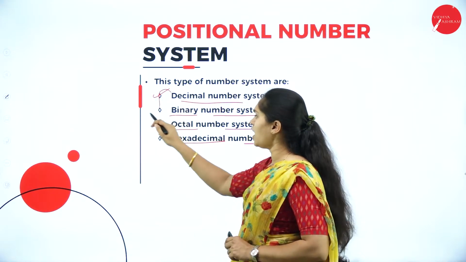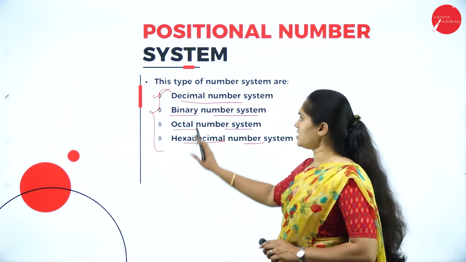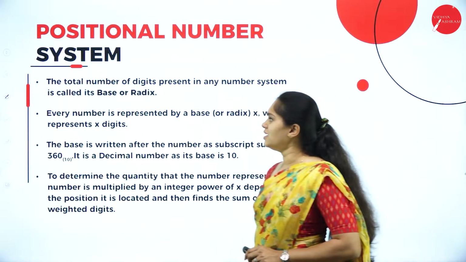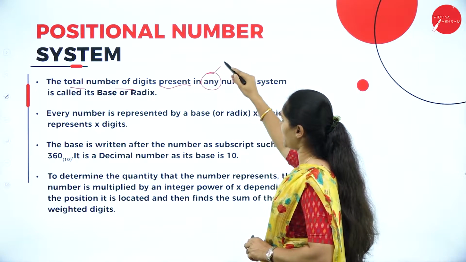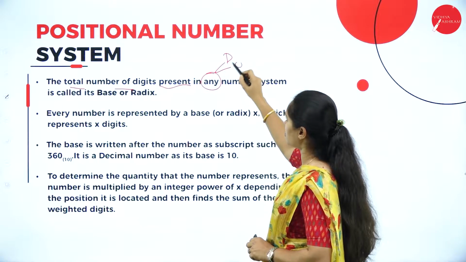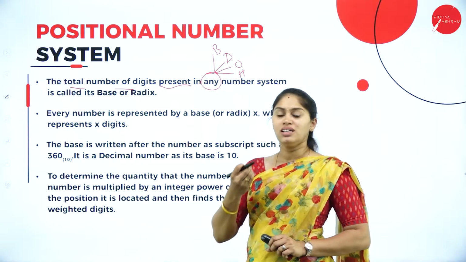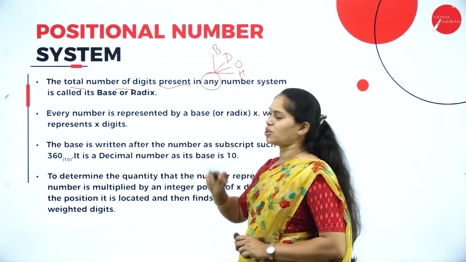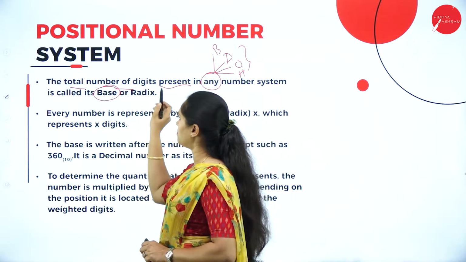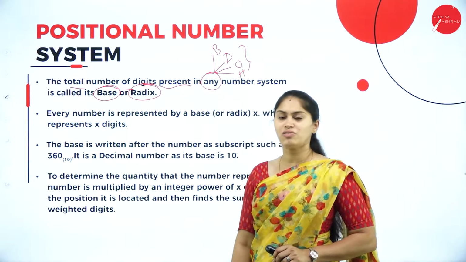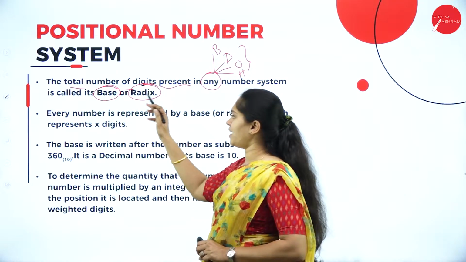So before understanding all these 4 types, first you need to understand certain basic terminologies of this positional number system. We'll see that here the total number of digits present in any number system. So here any represent what? It can be decimal number system, octal number system, or hexadecimal or binary. This can be any number system. So the total number of digits which is present in a particular number system, then we are calling that as what? Base or radix. The total number of digits present in any type of number system, then we are calling that as a base or radix.